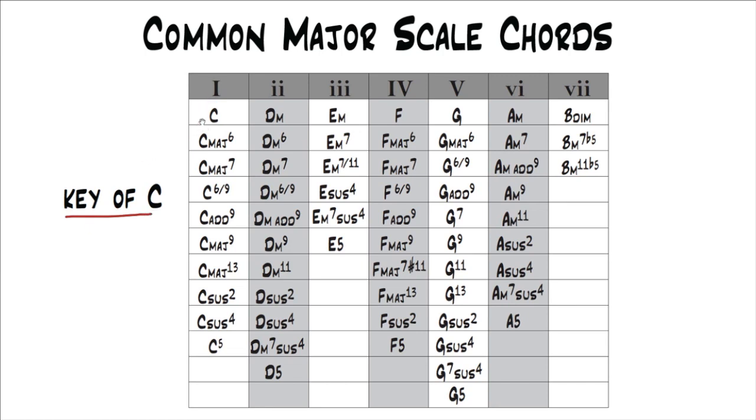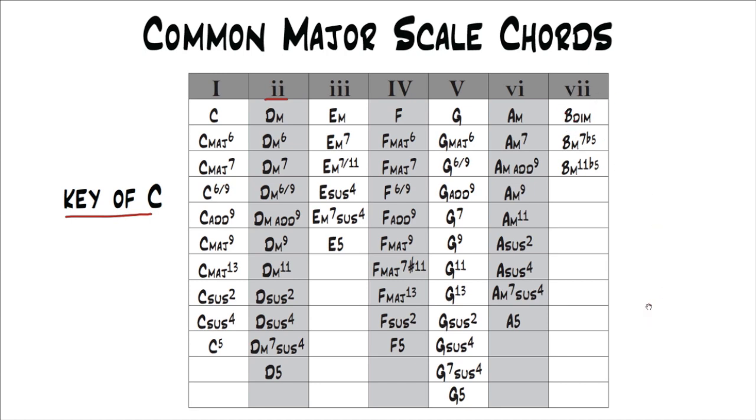So the 1 chord, you'd have your C major, or you could play a C major 6, C major 7, C6 add 9, and so on. Your 2 chord would be a D minor, but you could play D minor 6, D minor 7, D minor 6 add 9, and so on, all the way to the 7 chord, which is B diminished.